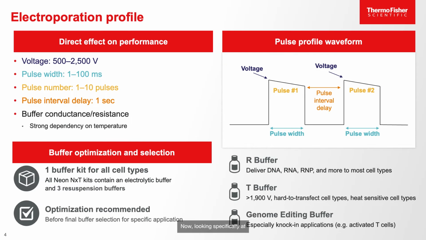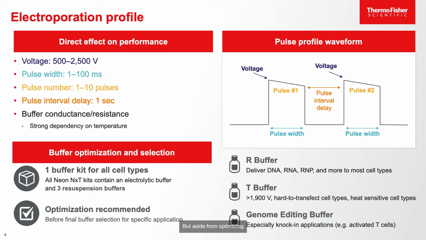Now, looking specifically at the electroporation profile, the electric field strength is dictated by the voltage and the width of the electric pulse. Multiple pulses can also be used as a strategy to improve efficiency, viability, and control of the process, making it more versatile and an effective technique for introducing molecules into a variety of different cell types.